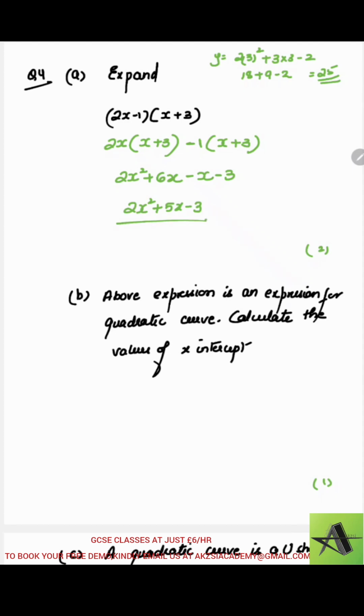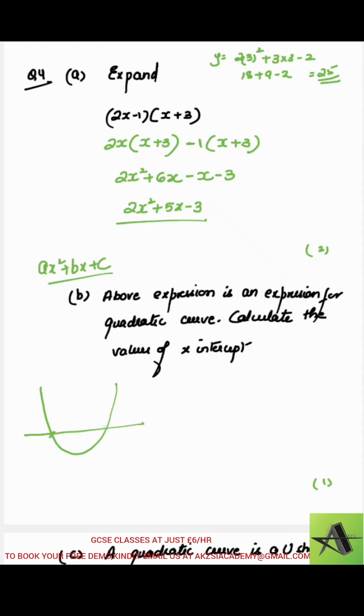Moving on to part B. The above expression is an expression for a quadratic curve. Calculate the values of the x-intercept. Well, if you have seen, it is in ax squared plus bx plus c form. That means it's a quadratic equation, or you can say you will get a parabola. The curve looks like a U-shape or an upside down U-shape.